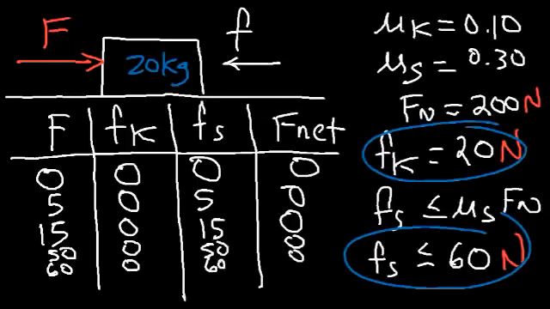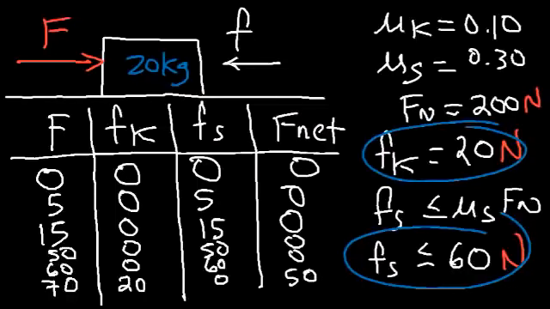Now once we exceed 60, let's say if we go up to 70, we've exceeded static friction. So the block will begin to slide. So static friction is 0 because it's no longer stationary. The block is no longer at rest. So kinetic friction takes over, and kinetic friction is a constant 20. So 70 minus 20, the net force is now 50.